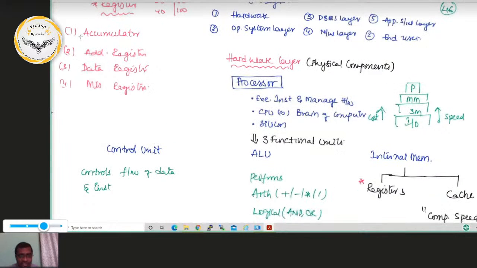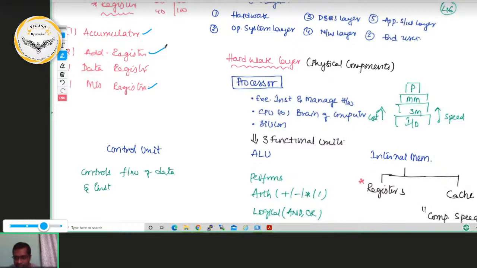Second is called address registers. Third one is called data registers, and the last one is called miscellaneous registers. So what do you mean by accumulator? Accumulators are required for calculating the accumulated value. Address registers are required for storing the address of an instruction, data registers are required for storing the data, and miscellaneous registers are required for storing the results.